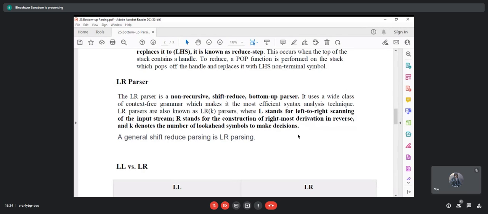So we have LR zero, where zero means there is no look ahead symbol. And when we're talking about SLR1, then we have to look for the next symbol as well. So we have SLR1 because the look ahead symbol is 1. Whenever we are checking, we are not going to just stop with a symbol. We are going to check the next symbol before confirming. So in top-down parsing, we have LL, and in bottom-up parsing, you have LR.